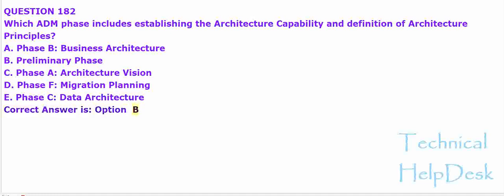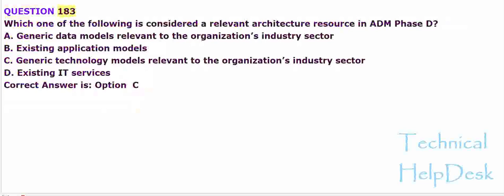Question 183. Which one of the following is considered a relevant architecture resource in ADM Phase D? A. Generic data models relevant to the organization's industry sector. B. Existing application models. C. Generic technology models relevant to the organization's industry sector. D. Existing IT services. Correct answer is option C.